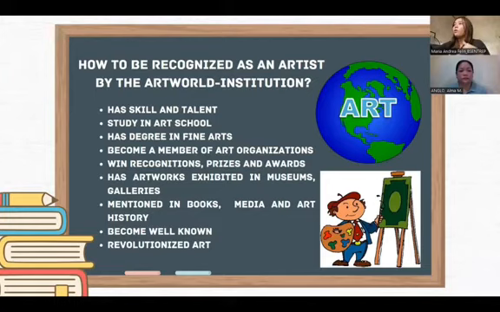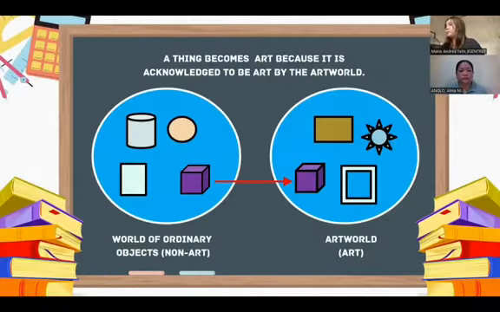So we're talking also about how to be recognized as an artist by the art world institution. So first, she has a skill and talent. Study in an art school, has a degree in fine arts. Also become a member of an art organization, win recognitions, prizes, and awards. Also has artworks exhibited in museums and galleries. You are also mentioned in books, media, and art history. Become well known and also make some revolutionized art.